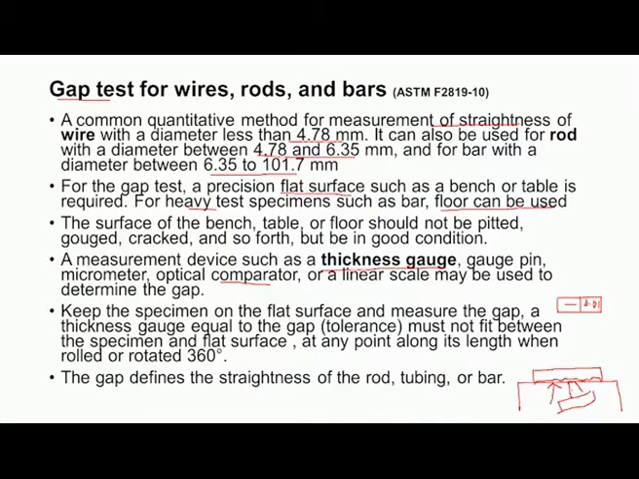We should try to insert the thickness gauge throughout the length, and then we should rotate it to different orientations. Again, we have to check the gap. If the thickness gauge does not enter, then we say that the wire or rod or bar is okay, it is straight. If the gauge enters, then the straightness error is exceeding the limits, and the workpiece is rejected.